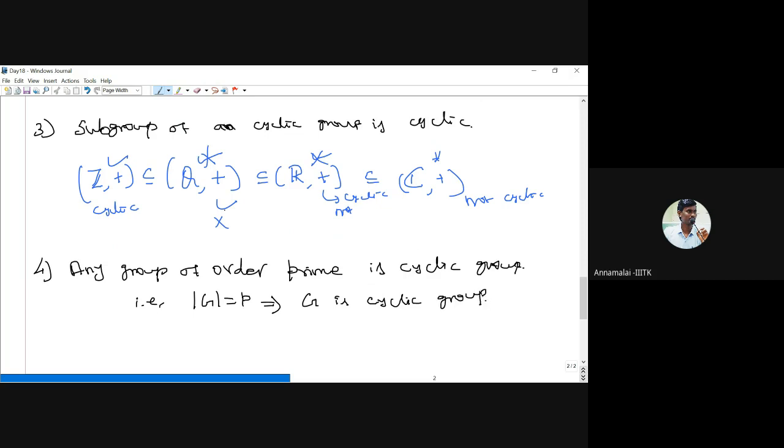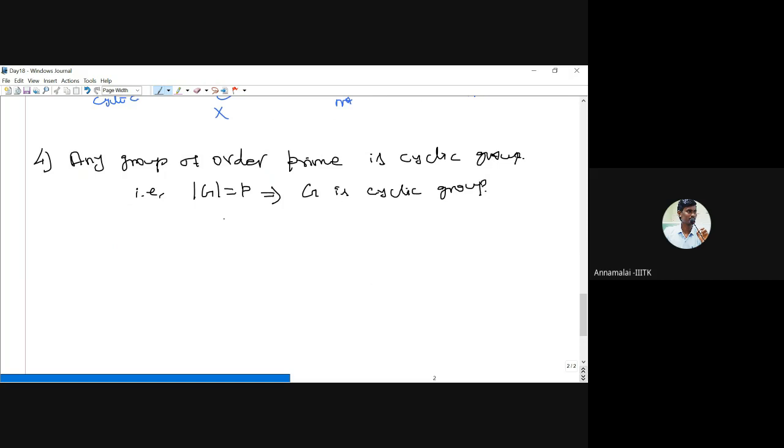Okay. It's a very simple proof. You have to use Cayley's theorem, Lagrange's theorem. So how to prove this one? Suppose we have a group of order P. Suppose we take some non-zero element, because it contains P elements. Suppose I am taking some non-identity element A in the group G, where A is a non-identity element.